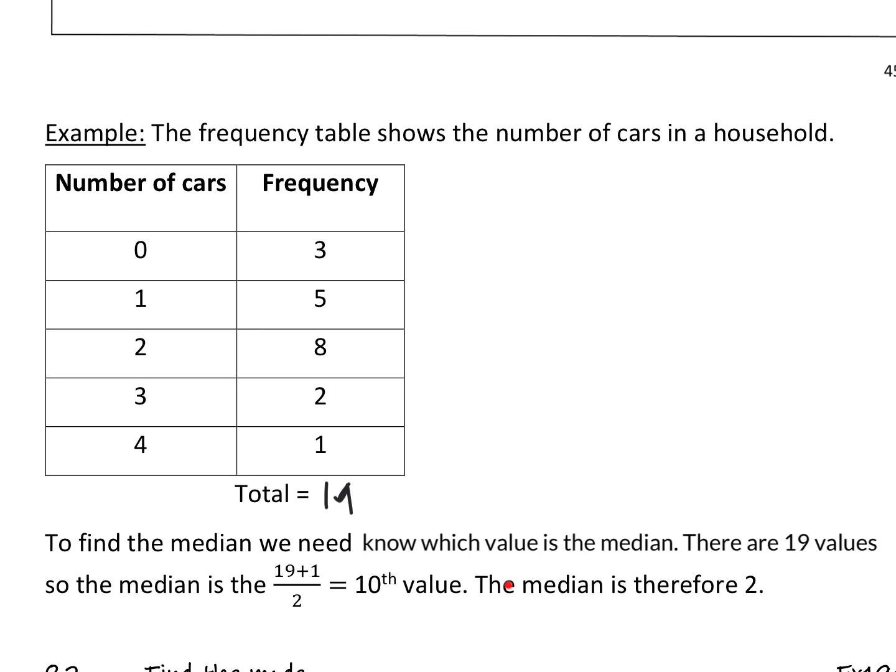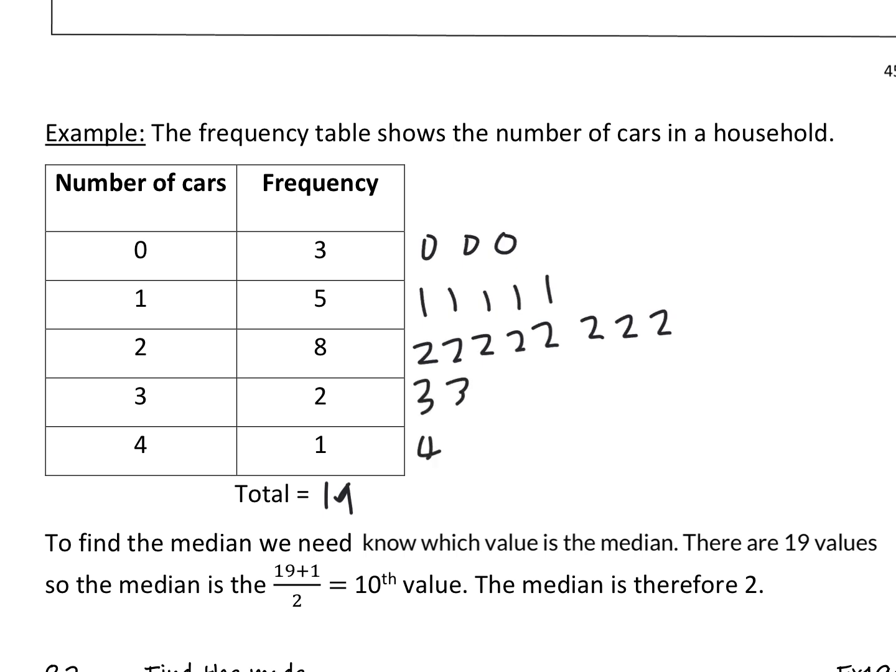There's a big jump now in your notes. It just says, therefore, the median is 2. How on earth do we know that the 10th value is 2? Well, if we write this out long ways, we've got a 0, a 0, a 0. We've got a 1, 2, 3, 4, 5. We've got 8 of these: 1, 2, 3, 4, 5, 6, 7, 8. We've got a 3, a 3, and we've got a 4.